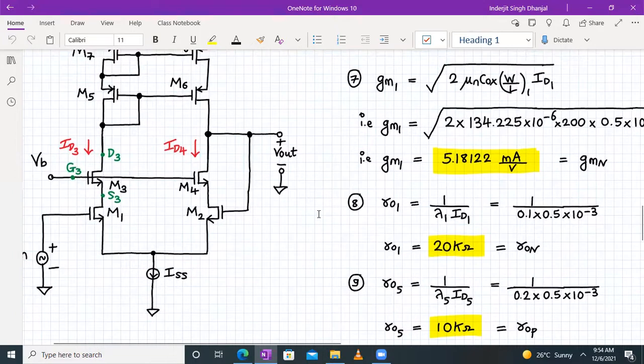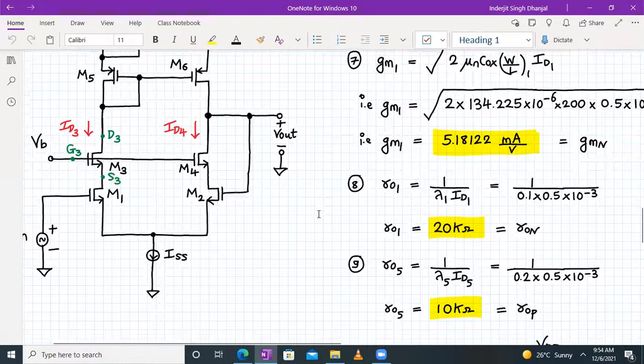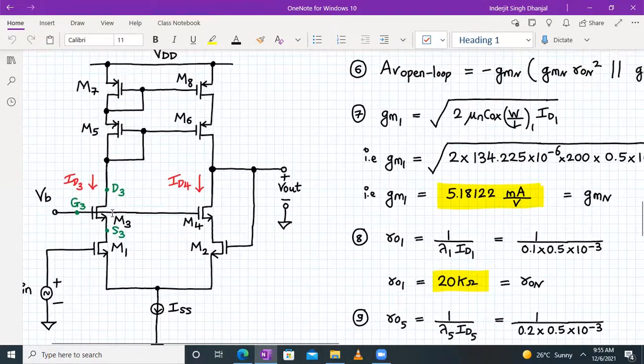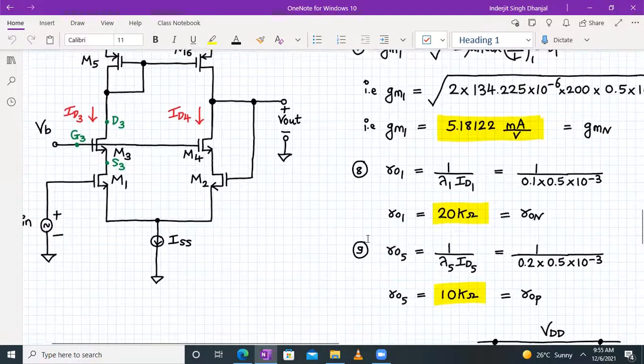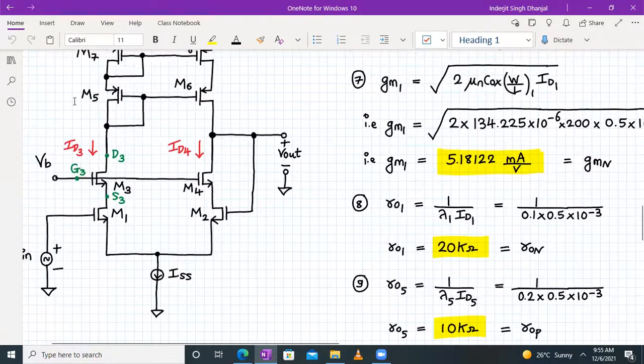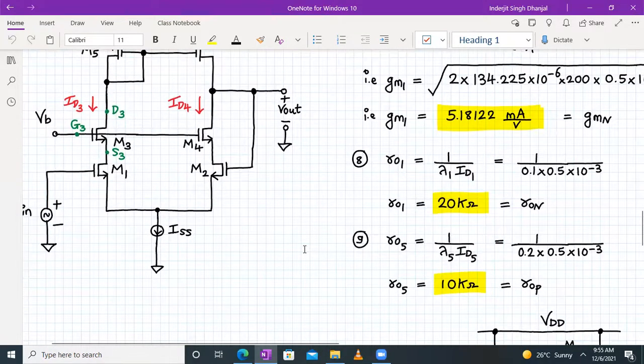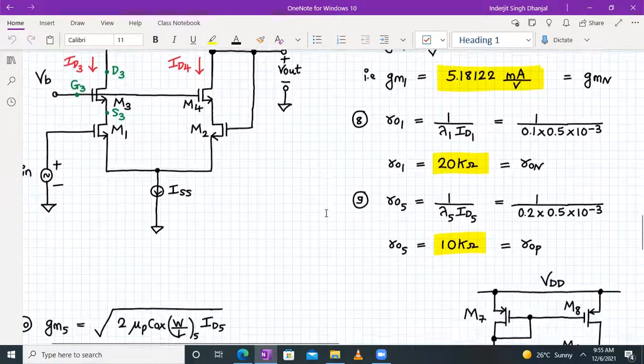Now RO5 will be 1 upon lambda 5 into ID5, and ID5 is basically again 0.5 milliamperes because M1, M3, M5, and M7 are connected in series, so the same current flows through all of them. Your M5 transistor is a PMOS, so for a PMOS, lambda value is 0.2. So 1 divided by 0.2 into 0.5 milli will give us ROP as 10 kilo ohms. RO5 equal to ROP equal to 10 kilo ohms. Fine. So we have calculated GMN, RON, and ROP.